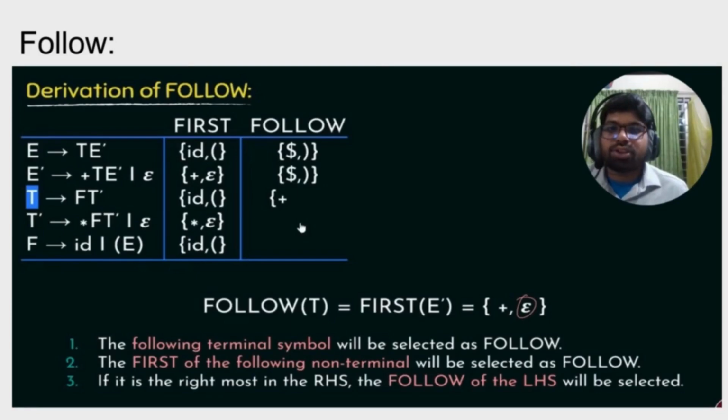So here you can see on the screen, there are some production rules and the first function of the production rules. If we want to derive the follow function, we have to consider three rules. What are the rules? Rule number one: if a terminal appears right after a non-terminal in a production, the terminal is added to the follow set directly. Rule number two: if a non-terminal appears after our target, then we also include the first set of that symbol except for epsilon. Rule number three: if a non-terminal appears at the end of the production, then the follow set of the left-hand side must be added to it.